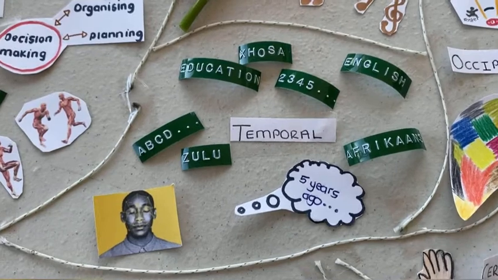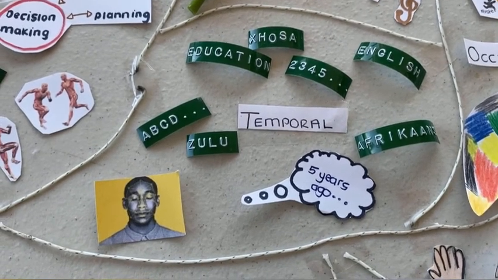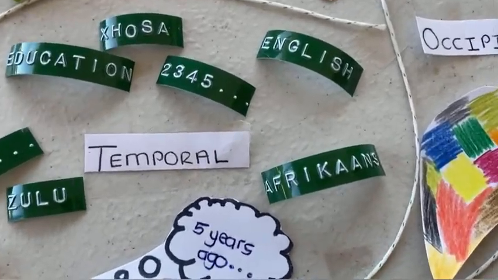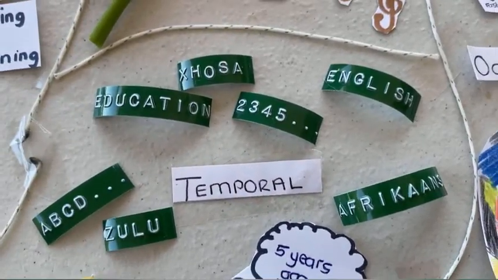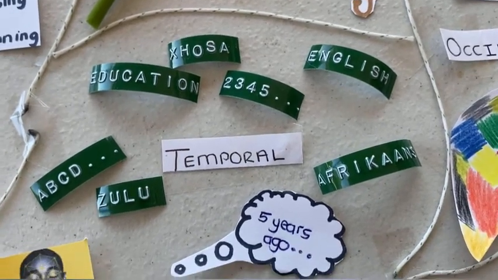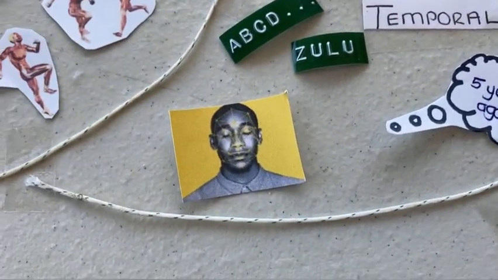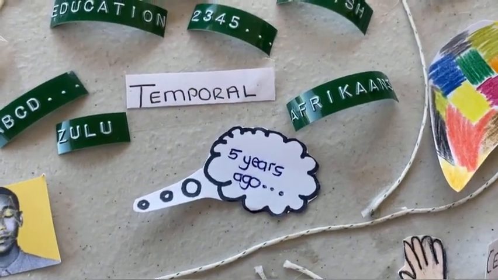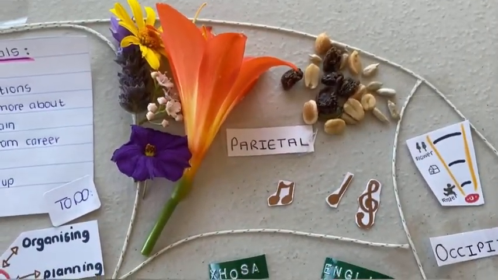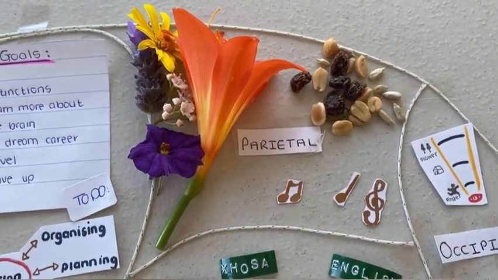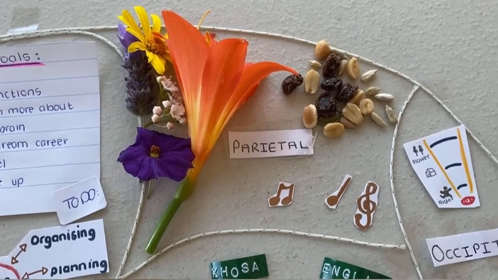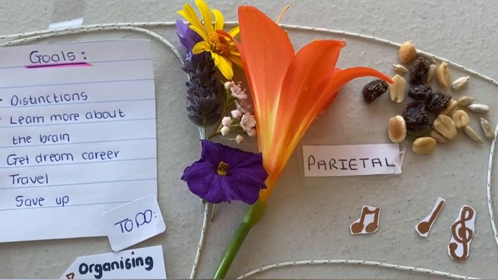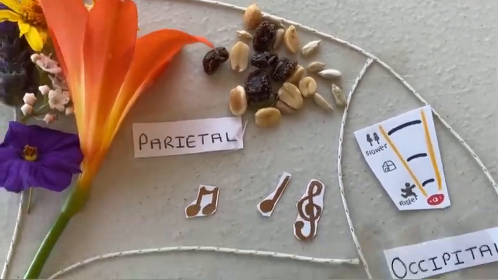In the temporal lobe, this is for processing auditory information. So we have our understanding of language, which we've represented by English, Afrikaans, Xhosa, Zulu, and education. It is also where you have face and object recognition, and where your brain encodes memory. In the parietal lobe, this is where sensory perception and integration happens. So I've decided to represent your senses: visual and smell for the flowers, taste, and auditory.